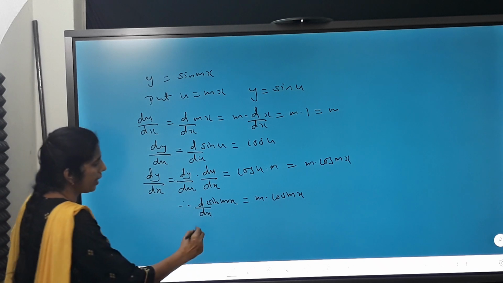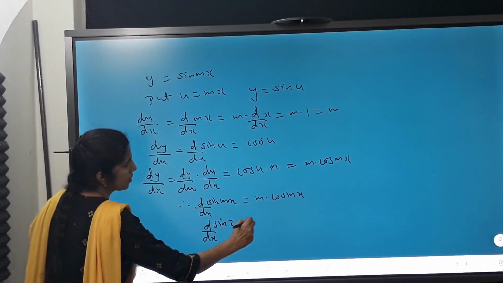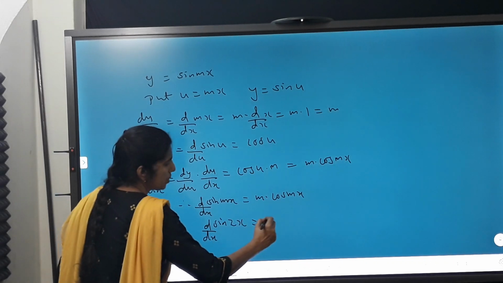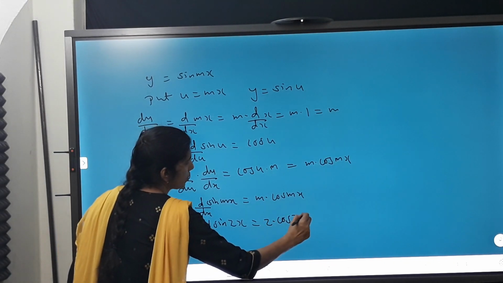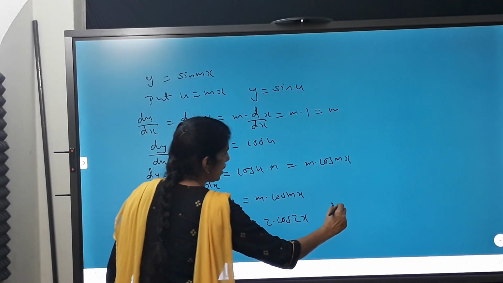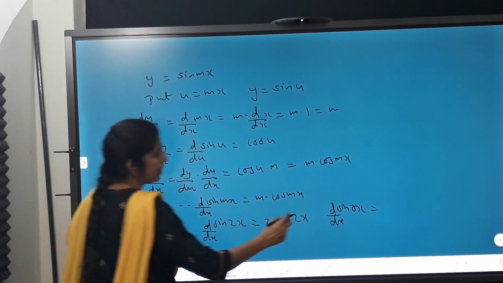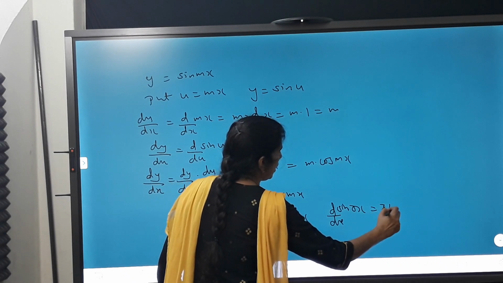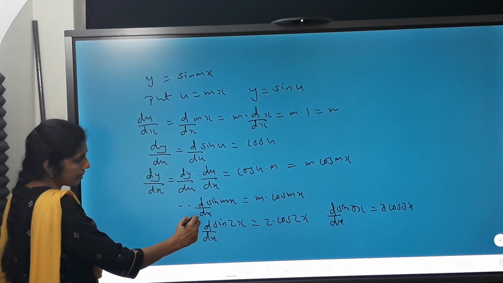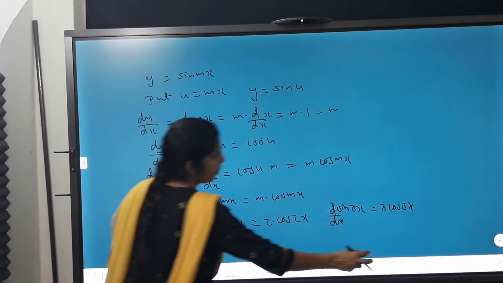So we can directly write using this result, say d by dx of sine 2x. 2x means in the place of m we have 2. So this becomes 2 into cos 2x. Say if it is d by dx of sine 3x, then in the place of m we have 3, so the answer becomes 3 cos 3x. So again we remember this as a standard result, d by dx of sine mx equal to m into cos mx.